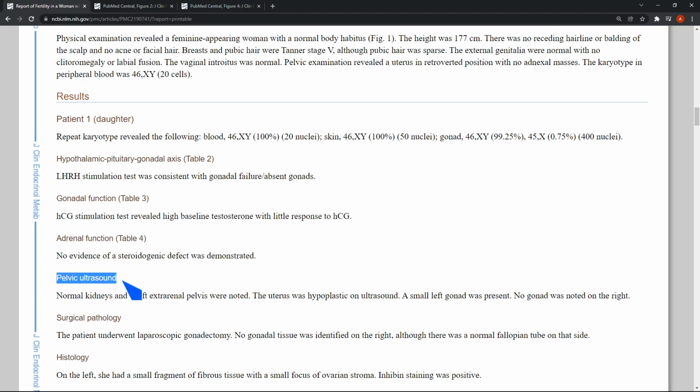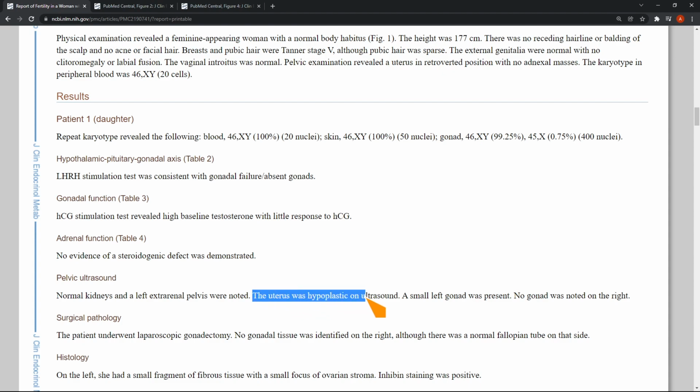So this is the pelvic ultrasound. They did an ultrasound wand on the patient's pelvis to look at the organs. So the normal kidneys and a left extrarenal pelvis were noted. This just means that she had normal kidney shape, size, mass, and everything, but that there was a little extra bits on the left kidney. I looked it up on Google and did a lot of searching around. This is totally normal. Extrarenal pelvis. It's totally normal. It's fine. It doesn't usually lead to anything wrong with the kidney function.